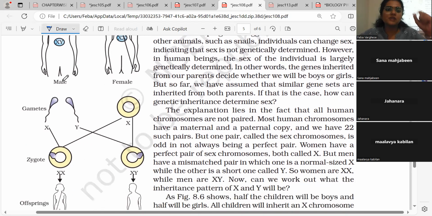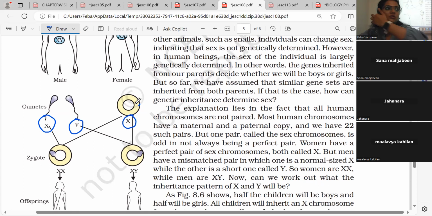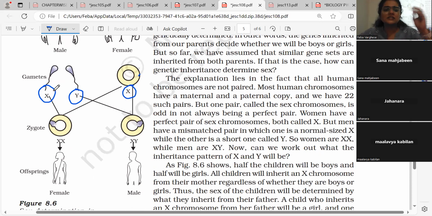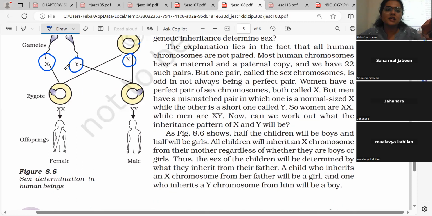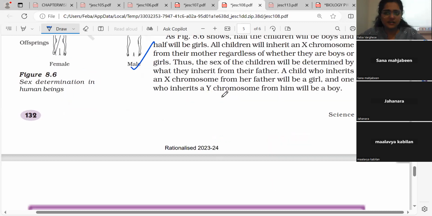Now the gametes. In case of sperms, suppose 1 million sperms are produced. Half of them will contain X chromosomes, half of them will contain Y chromosomes. What about the females? Females can only produce eggs containing the X chromosome. So all the eggs are going to contain the X chromosome. It's the sperm that fertilizes the egg that determines the gender of the baby. If the X chromosome-containing sperm fertilizes the egg, it gives rise to a female, and if the Y chromosome-containing sperm fertilizes the egg, it's going to be a male. Simple thing. It's clear, right?